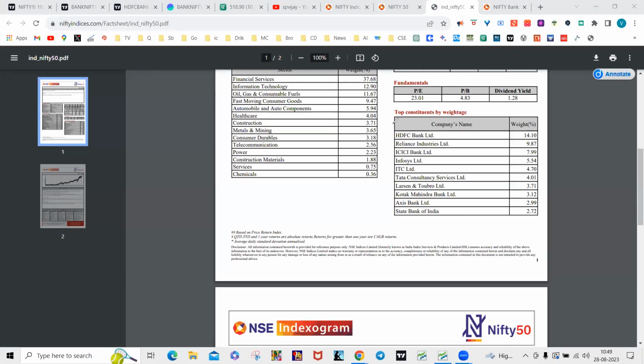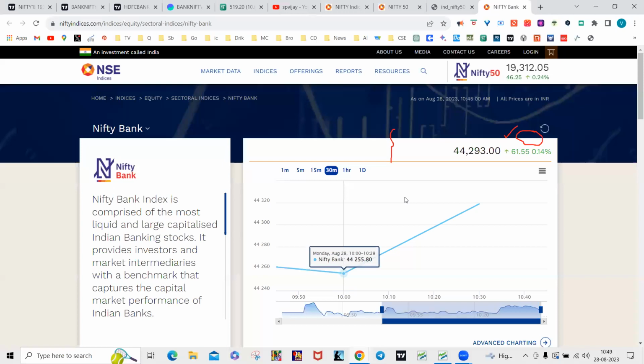And when it comes to weightage in Nifty, it has very high weightage. You can see that it is 14%. So it has a very high weightage in Nifty, right? And when you look at Bank Nifty, even in Bank Nifty also, let me show this.